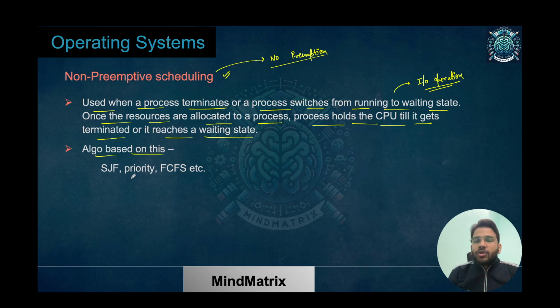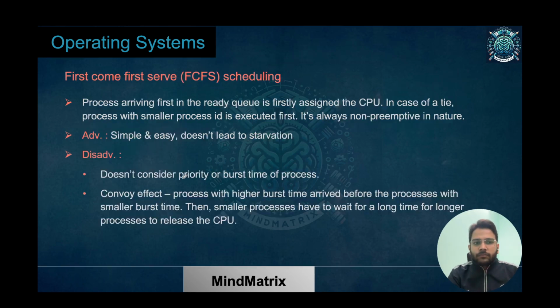The algorithms based on this scheduling are SJF, shortest job first, right? We have priority based also. So in priority, we have both non-preemptive and preemptive scheduling. And FCFS, first come first serve, is also a non-preemptive scheduling algorithm. No preemption is there, and there are many more. So we will be talking about that in the upcoming videos.